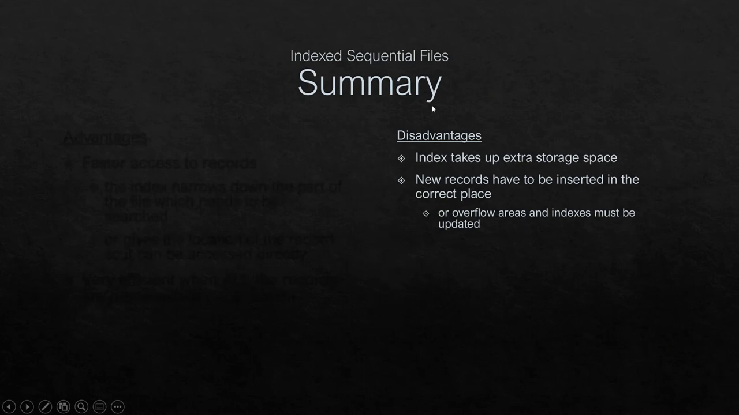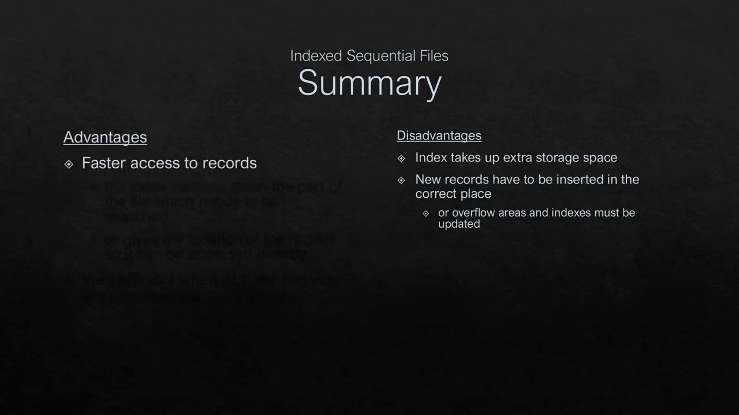Now, one disadvantage of index sequential files is that the index takes up extra storage space, so the amount of space the file will take up is increased. Every time you want to put a new value into the file, you're going to have to insert that entry into the index, which means you're going to have to sort the index and maintain that. So there's an overhead in doing that. Saving data into these files is slightly slower, but you get faster access to your records.